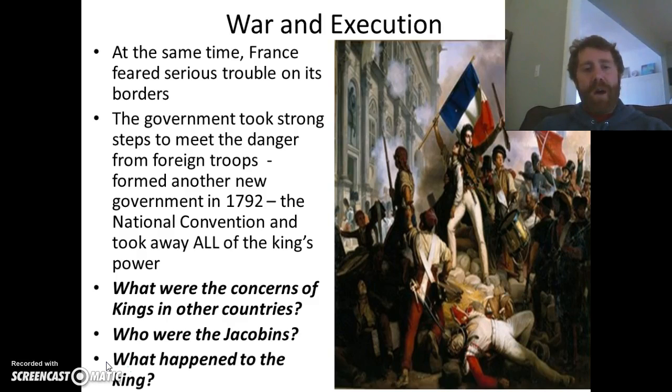The Jacobins were known for taking extreme steps, essentially saying that anyone who opposed the new government or supported the king was to be seen as a traitor. And so as the Jacobins started to gain power in the National Convention, not only did they take away all the power of the king, not only did they reduce him to a prisoner or a common person, they also decided to try him for treason. And in 1793, by a very close vote, they decided that King Louis XVI is guilty of treason, which is punishable by death.